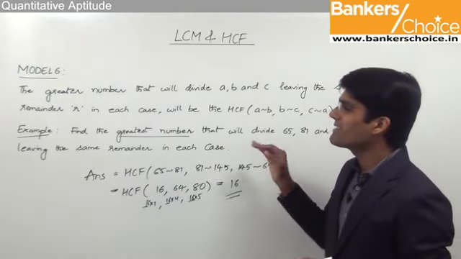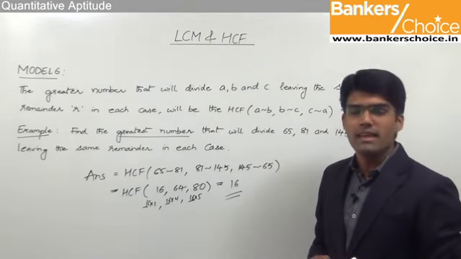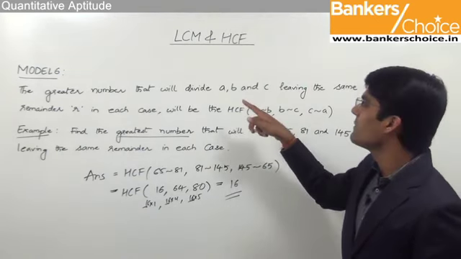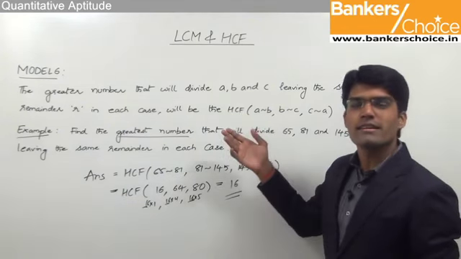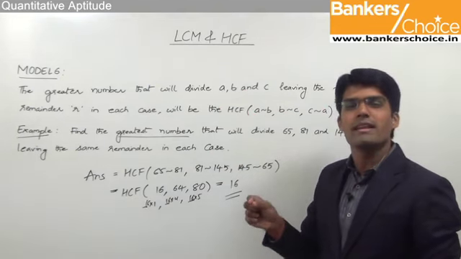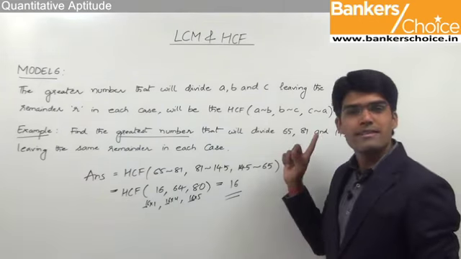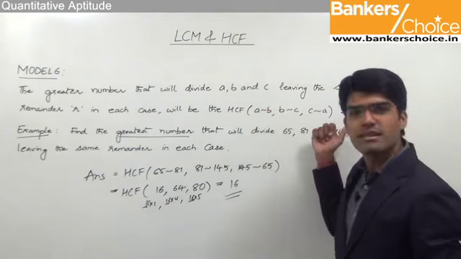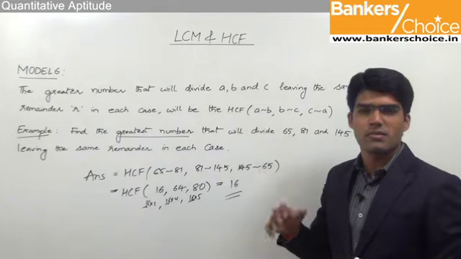Remember friends, we have discussed a similar concept in model number 3 where it was for LCM. There the point was the least number that is divisible by three numbers A, B and C, leaving the same remainder R in each case. So don't get confused between model 6 and model 3. Model 3 is for LCM, where a number when divided by three different numbers gives the same remainder. And here model 6 is for HCF, where a number which can divide three different numbers leaves the same remainder. So be careful and get the required answer as per the models discussed.